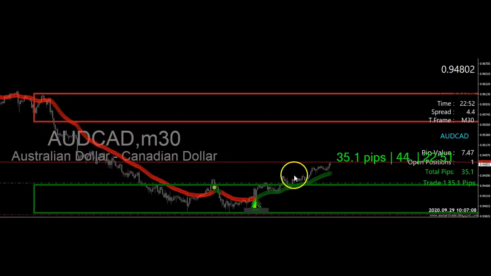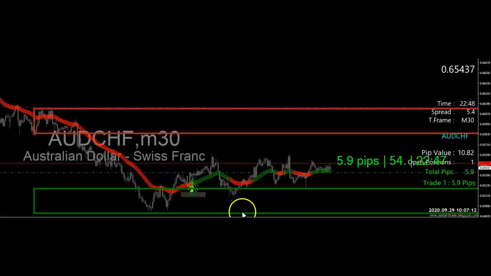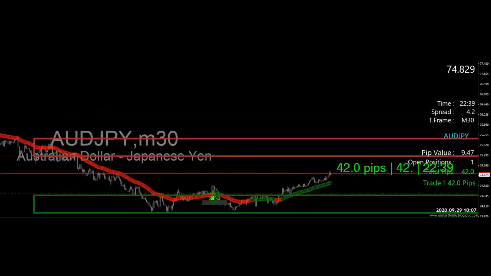Okay, and this is the AUD CAD, and you can see I'm up 35 pips on that one. Let's go to another one, and this is AUD Swiss. And this one is just beginning its ascent, and I'm up 6 pips on that one. Let's go to AUD JPY, and as you can see, I'm in positive pips on this one. This was actually one that I did send out to the signals group, so we're in this trade, and as you can see, we're making money on that one.